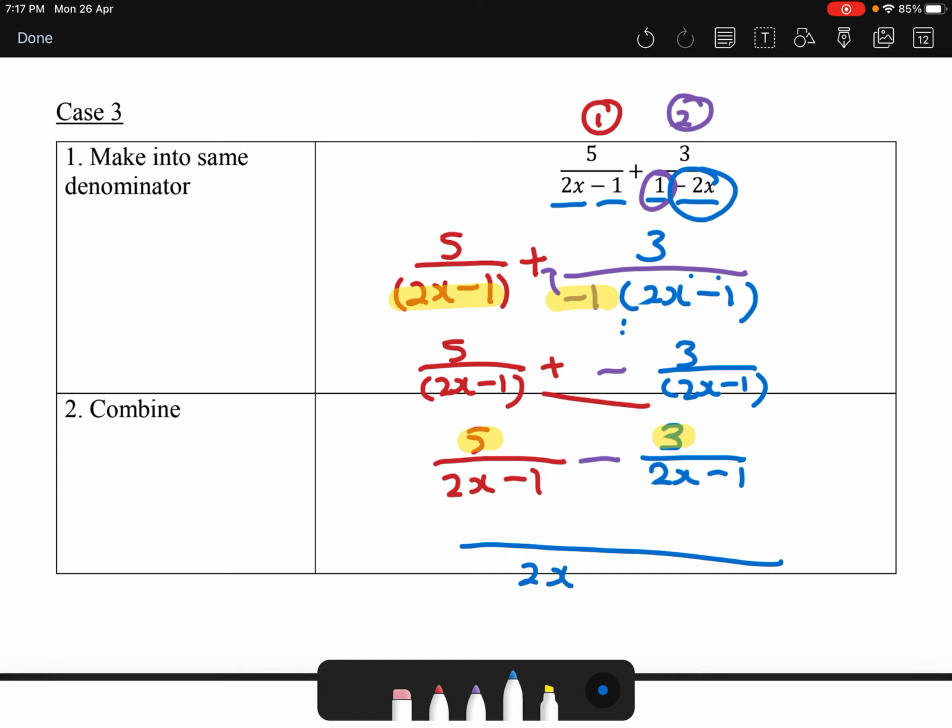We combine over 2x minus 1. For the top, 5 minus 3. So 5 minus 3 is just 2, right? So it's equal to 2 over 2x minus 1. Alright, so this is how you manipulate this addition of your two algebraic fractions.